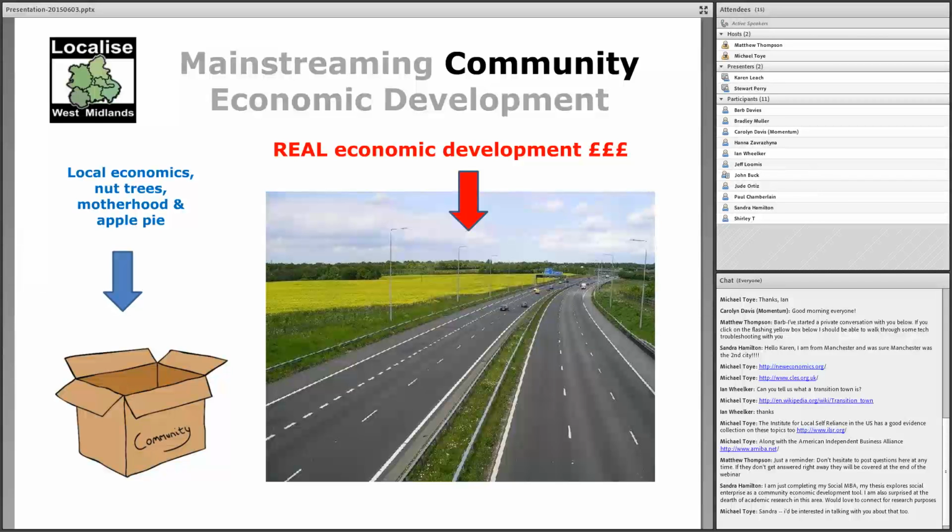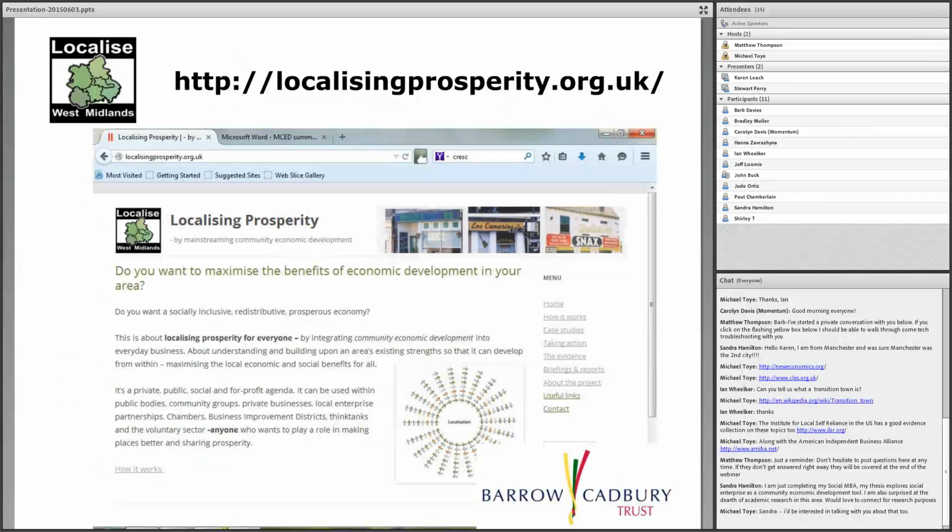So for our next project, we adopted the name Localising Prosperity, and that was our attempt, and everything within that site really is our attempt, to overcome that language barrier and encourage those who normally take growth as the ultimate goal and never think about who benefits from it to take it more seriously, and to think perhaps more about who benefits and how we can make sure that more people benefit from economic development. It's about maximising the benefits from everything that happens, not just about focusing on a couple of little initiatives in the corner.